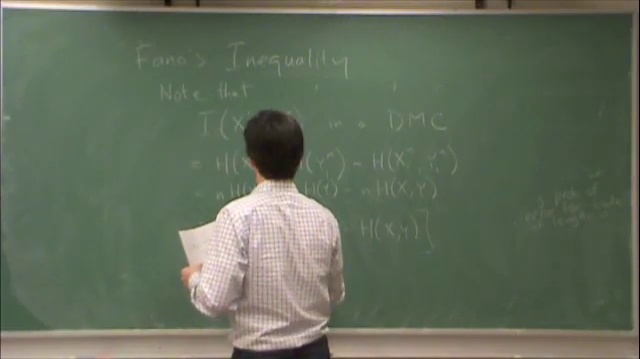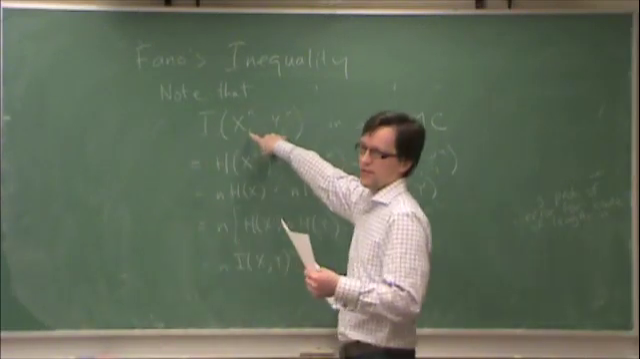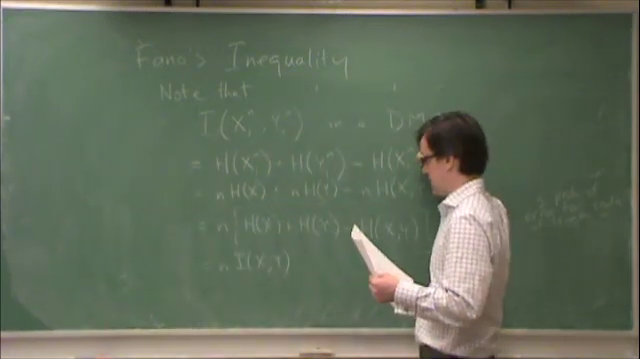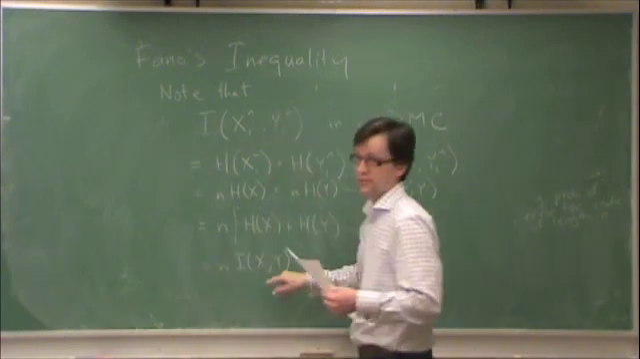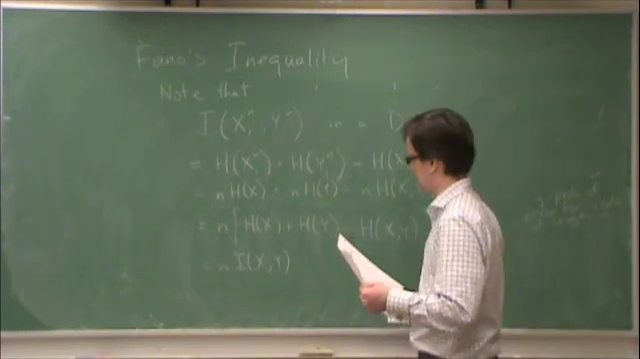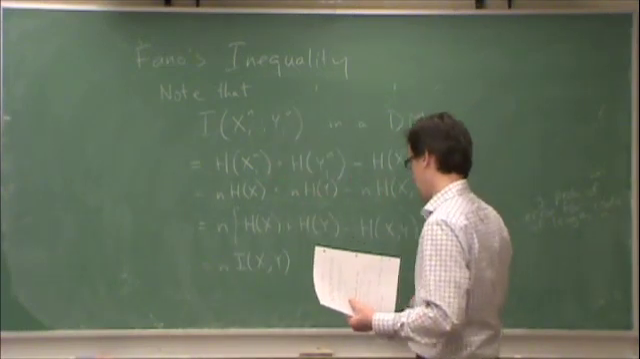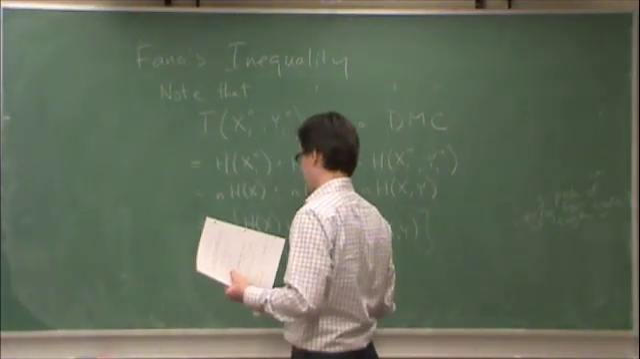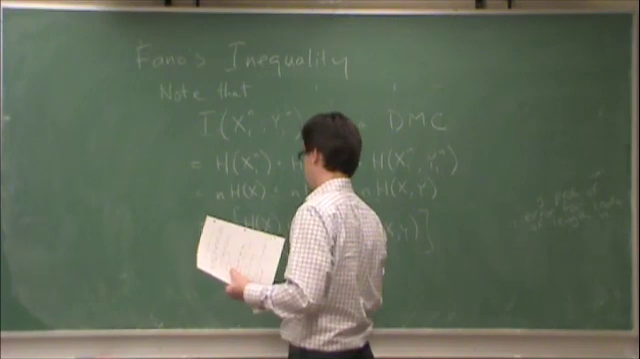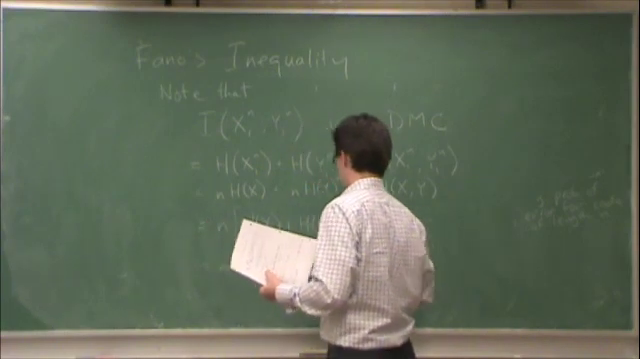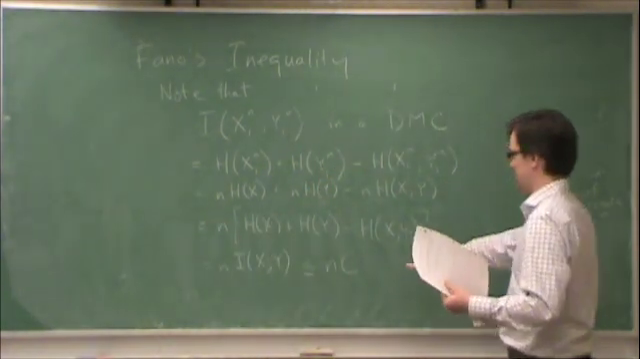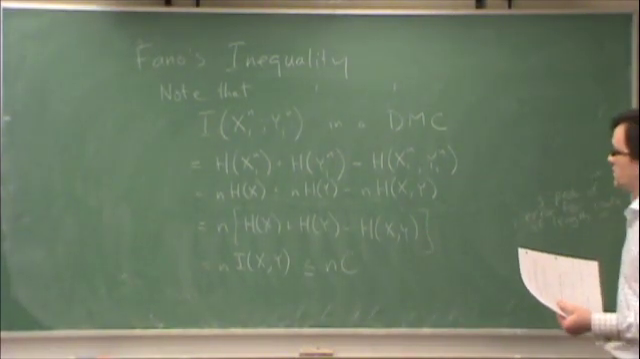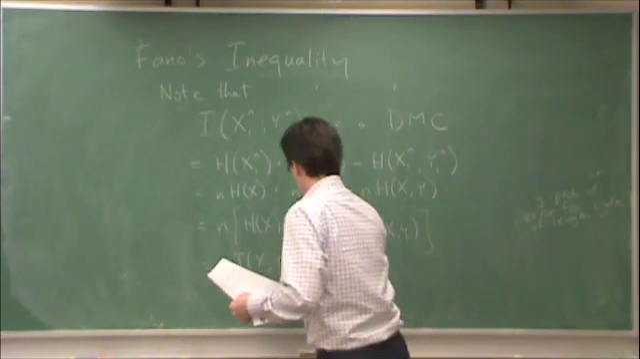So all of this is intuitive. If I take mutual information between two vectors of length n in a discrete memoryless channel, then it's just n times the mutual information of any individual channel use, because all the channel uses are the same. But furthermore, it makes sense that n times I of x and y is less than or equal to n times the capacity, because capacity is the maximum of mutual information. So that's what I wanted to show.